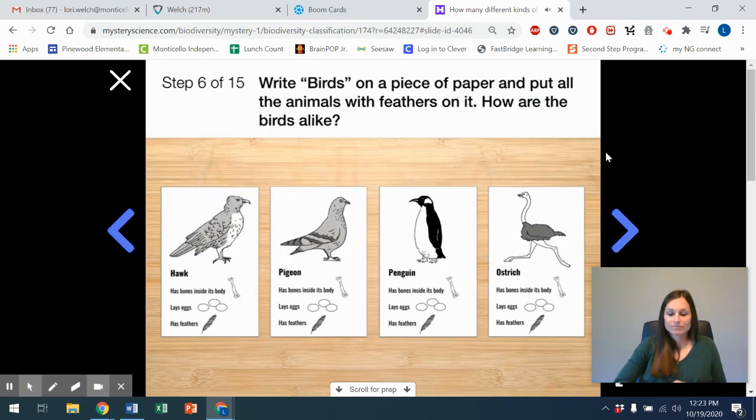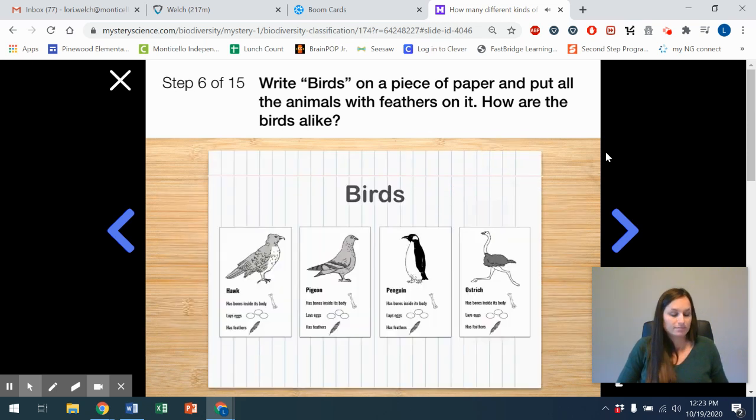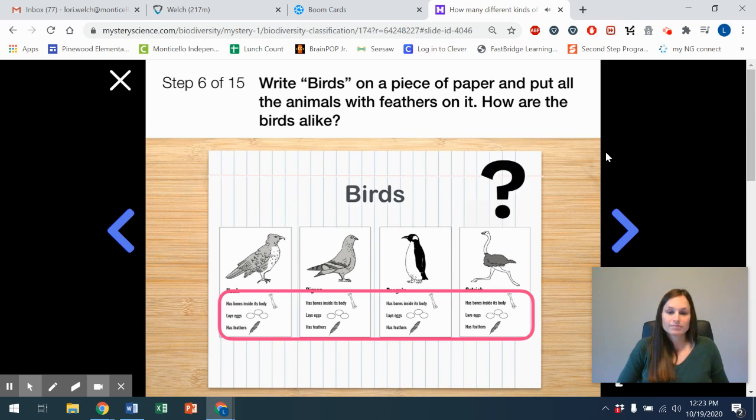Birds are a group of animals everyone knows. They have a lot of characteristics in common, such as having feathers. Write birds on a piece of paper and put that group of cards on there. Then read the cards. In what other ways are birds alike?